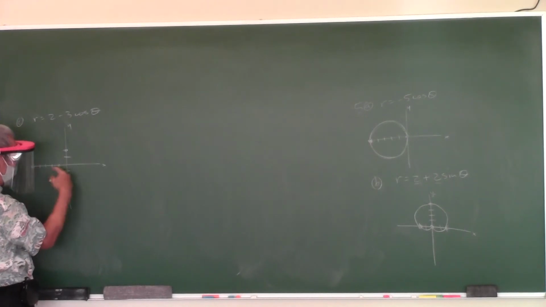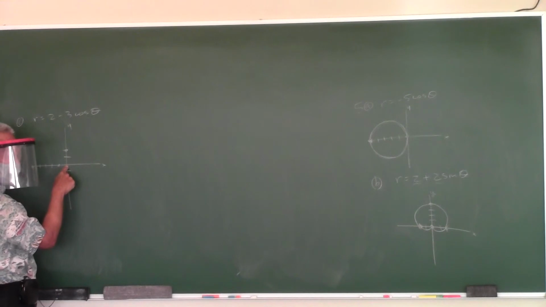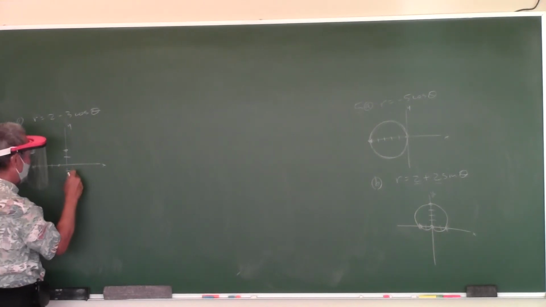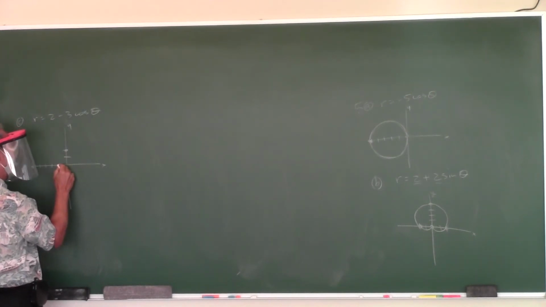See how this point is inside there? That's why it's the inner loop. If this point was there, then that would be a cardioid. If this point was out here, you get the monopole. So it goes like this. What's the first point I plotted? Like this.